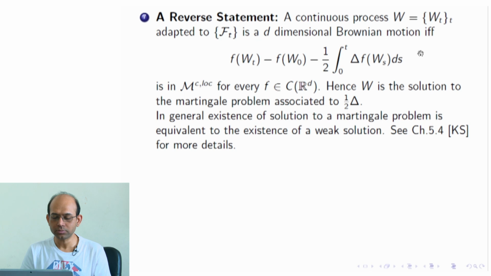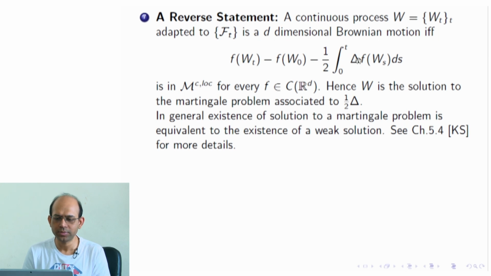If W is a Brownian motion, of course this becomes a continuous local martingale, as we have seen, but the reverse is also true: a continuous process is a d-dimensional Brownian motion if and only if this becomes a continuous local martingale. So this is an if and only if condition. In this case, we say that W is the solution to the martingale problem associated to half Laplacian. So what is a martingale problem?